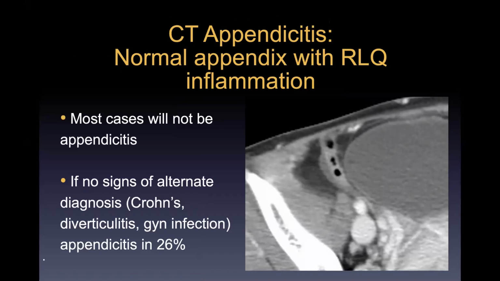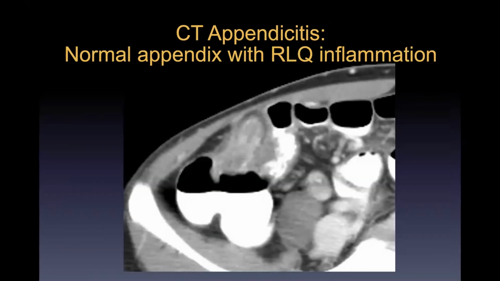So here is one example. Appendix looks pretty benign, small, air in the lumen, but there's some fluid right around it. First thing you want to do is look for any other explanation for the inflammatory changes and fluid. And in this case, when we looked elsewhere, there was terminal ileal thickening and inflammation. This was Crohn's disease, with just some fluid pooling around the appendix.